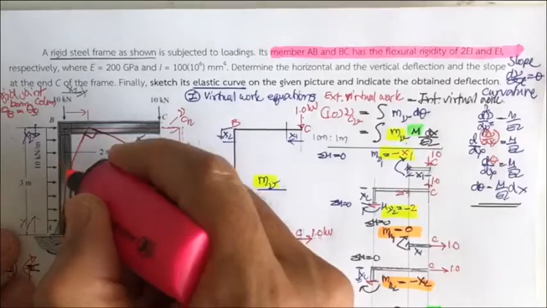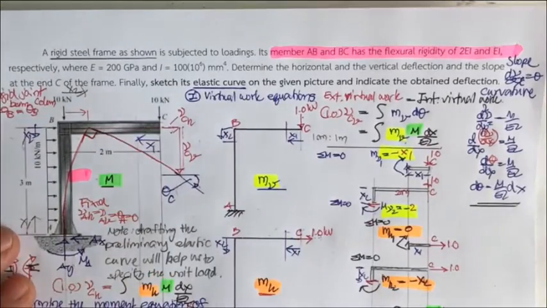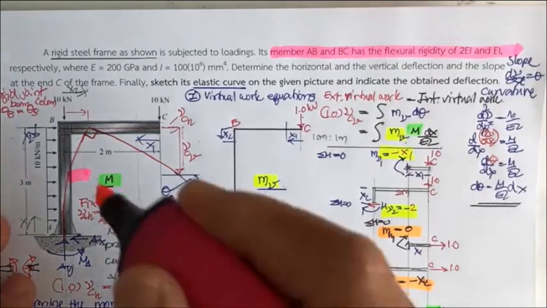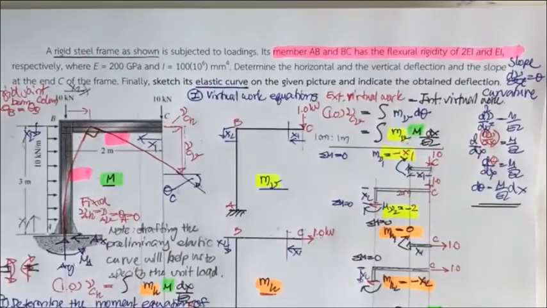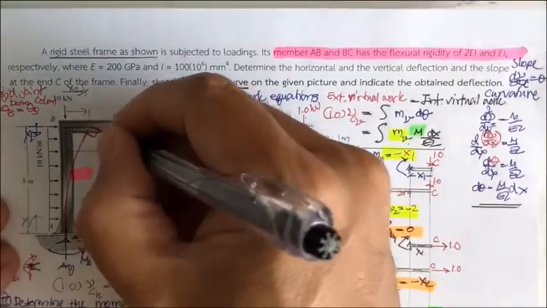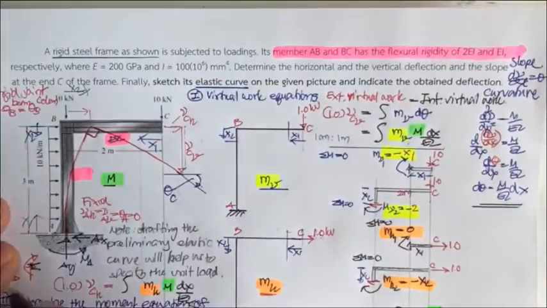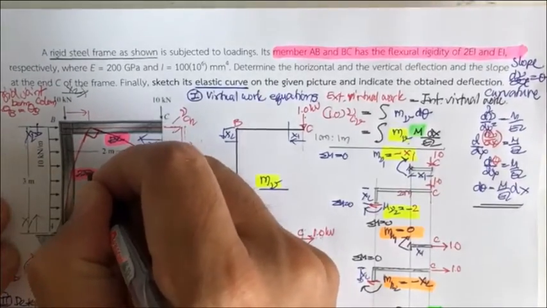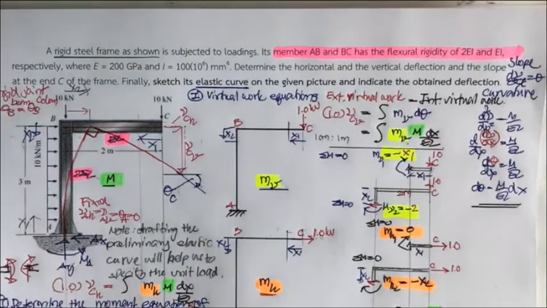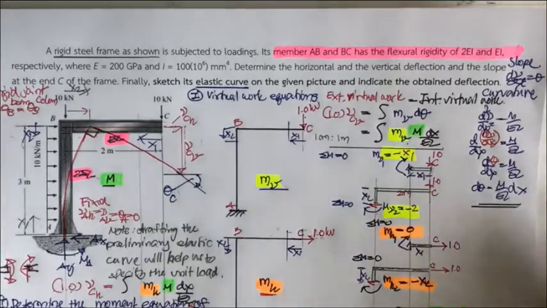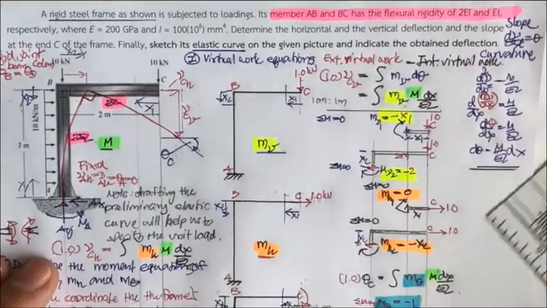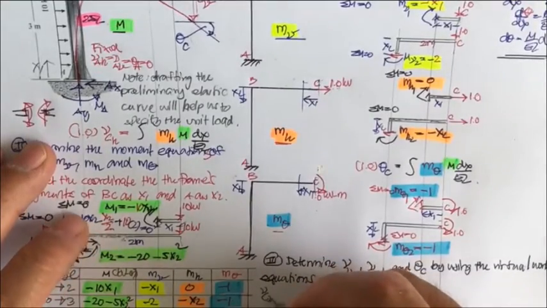Okay, this one is 2EI, sorry, this is 2EI, this one only 1 EI. You have to notice this is EI, and this is 2EI. If you integrate for the BC, you use this. If you integrate for the AB, you use this. Must be beware of that.